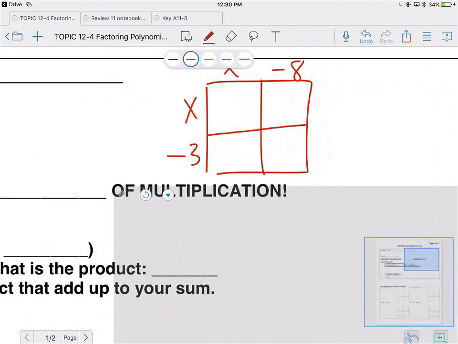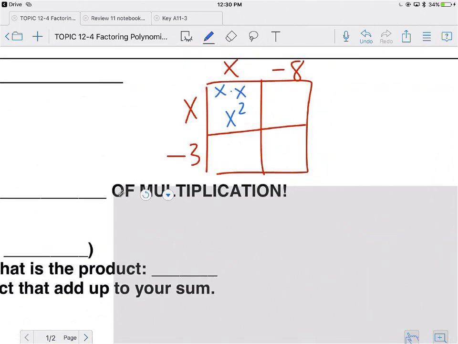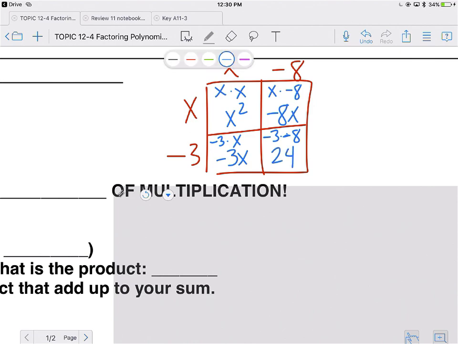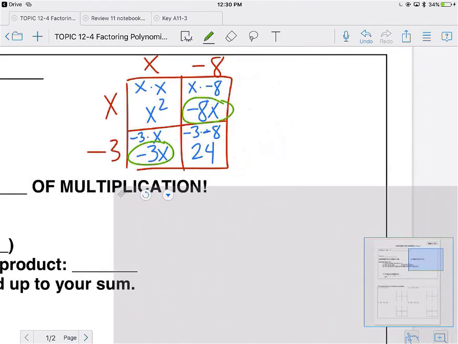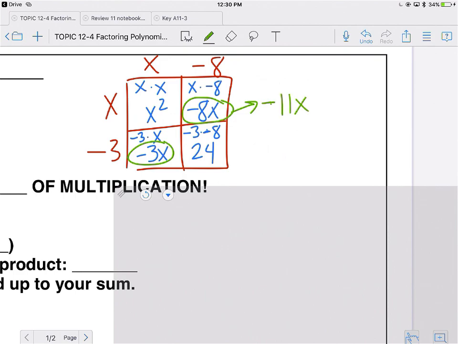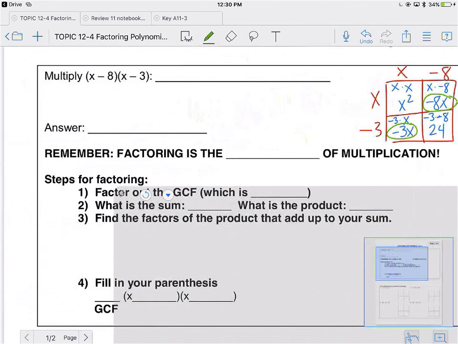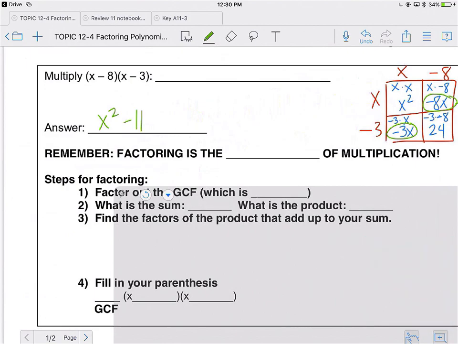To fill in the box, I do x times x, which is x squared, x times negative 8, which is negative 8x, negative 3 times x, which is negative 3x, and negative 3 times negative 8, which is a positive 24. Remember that we're looking for like terms that we can combine, so negative 8x's and negative 3x's is a total of negative 11x's. So my answer has an x squared, negative 11x's, and a positive 24.